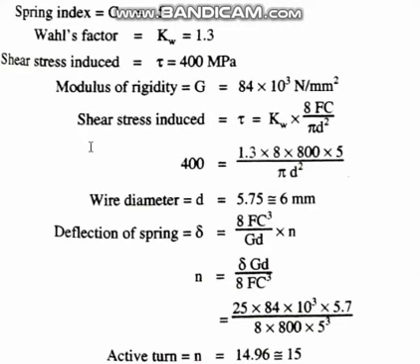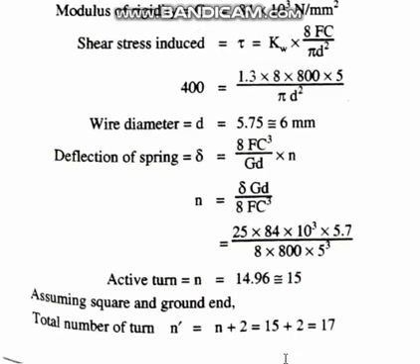Okay, now come. See, we have one formula. Tau is Kw into 8FC upon pi d square. So from this you can get the diameter. That is coming to 5.75. You can round it to 6. Another formula you have is the delta formula. From this, now, the number of turns you can find out. Number of coils, sorry, active coils. You can check number of turns, active turns also, no problem. So n you're getting 14.96, so 15.